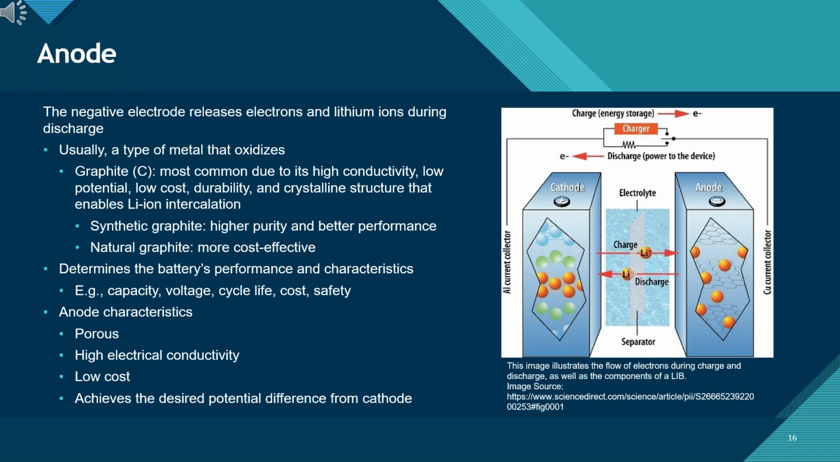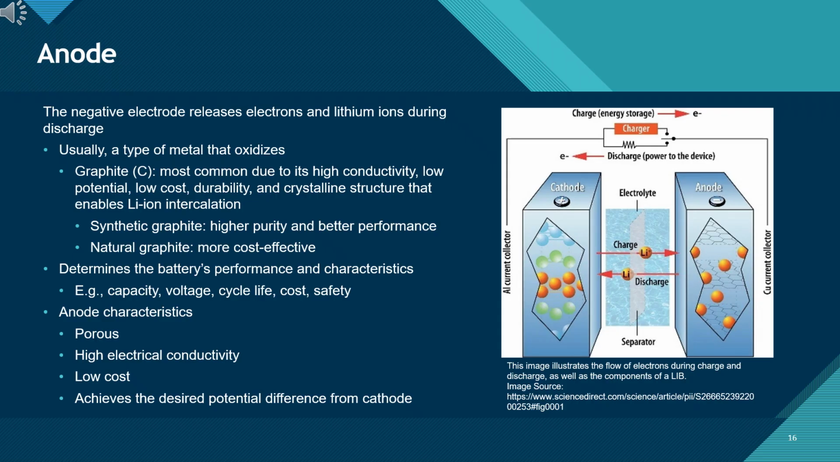Why graphite? It is chosen because it is conductive, durable, and has a specific crystalline structure that is perfect for intercalation, holding those lithium ions like a sponge. On the production floor, you might handle two types: synthetic graphite, which offers higher purity and better performance. Natural graphite is generally more cost-effective.